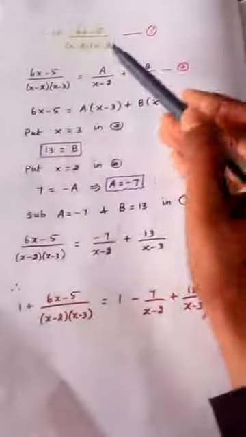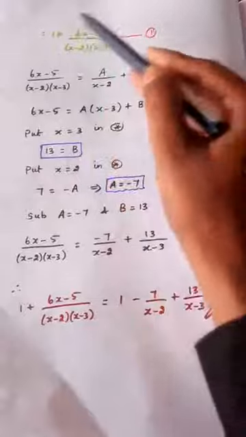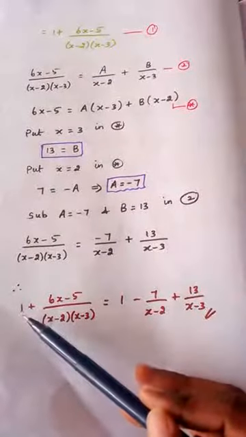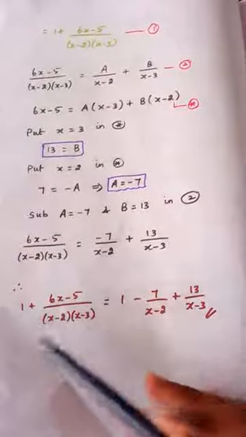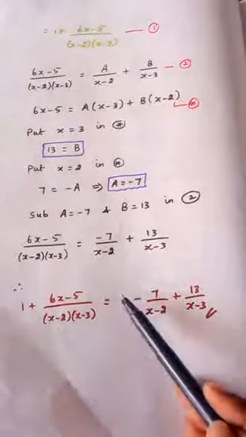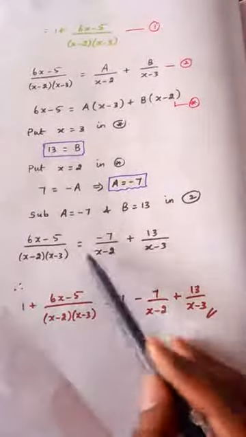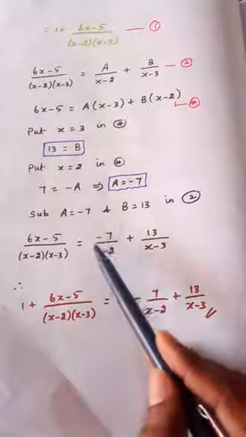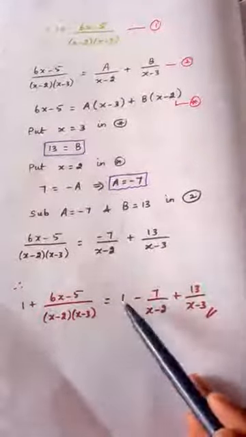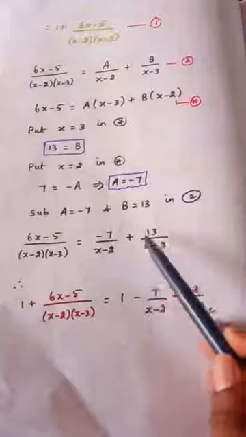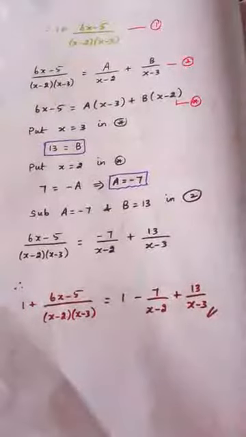But what is our requirement? We need to find this one. So I am writing the final answer here. 1 plus, this is the question actually. This 1 is written, and 6x minus 5, the answer is found out here. We found it here, so you add it with this. So 1, for this we have to write these two. So this is the final answer.